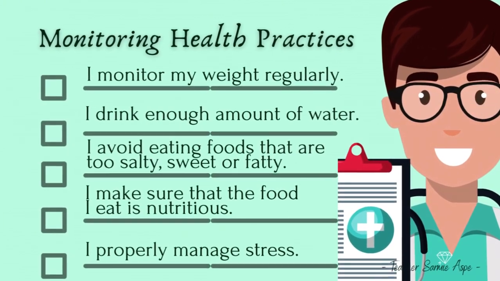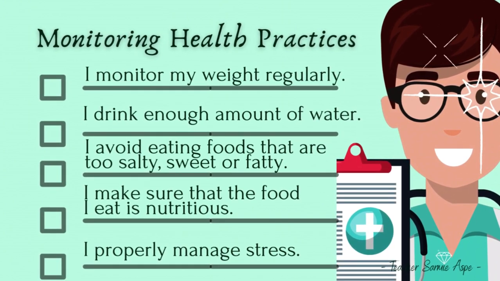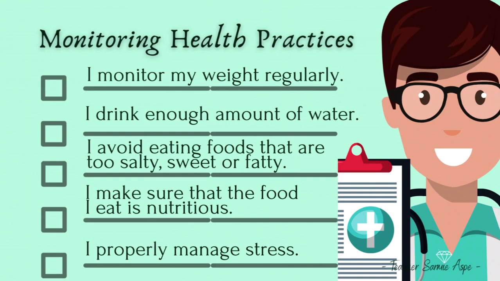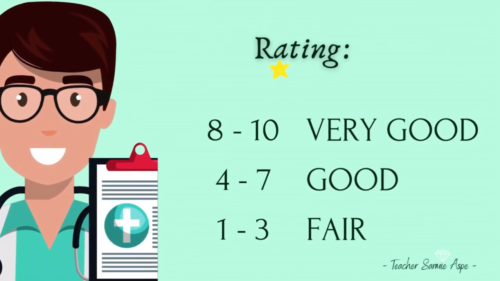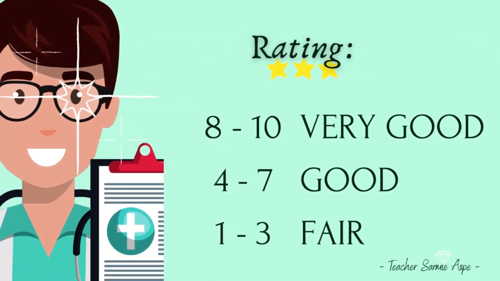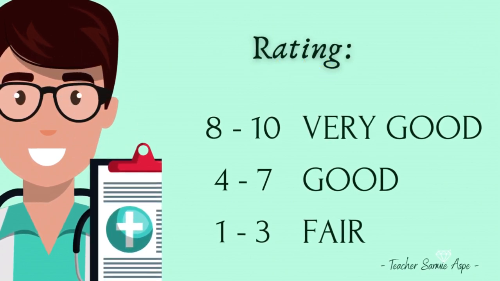I monitor my weight regularly. I drink enough amount of water. I avoid eating foods that are too salty, sweet, or fatty. I make sure that the food I eat is nutritious. I properly manage stress. And for the rating, a check corresponds to 1 point. If you get a score of 8 to 10, it means very good, while getting 4 to 7 means good, and 1 to 3 means fair.